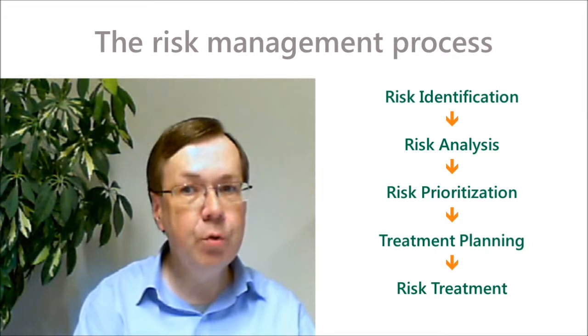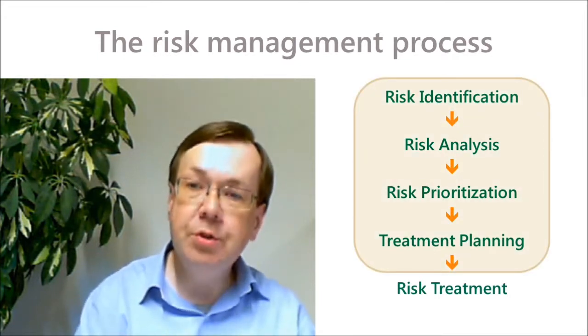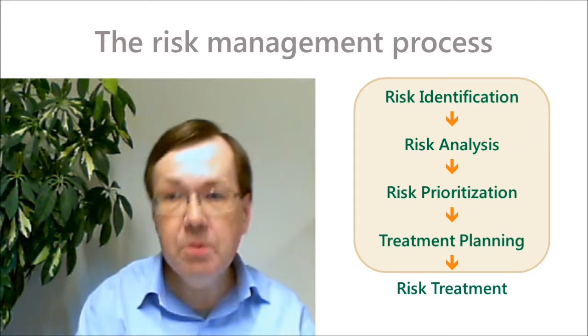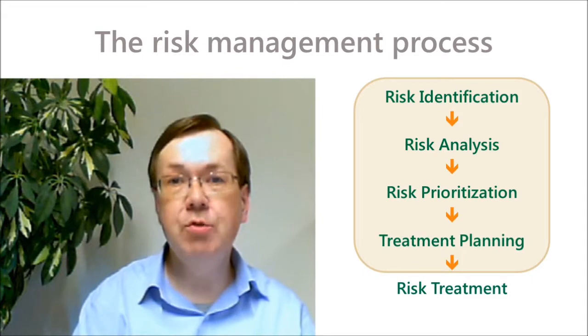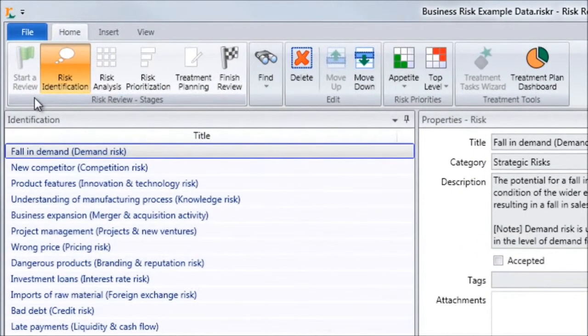Together, the first four steps are called a risk review. Risk management is an ongoing process, so your first risk review leads to risk treatment, and then you start your second risk review, and so on. Here we have Risk Registrar loaded with some example data about the risks to a business. We've started a risk review, and we're at the risk identification stage.